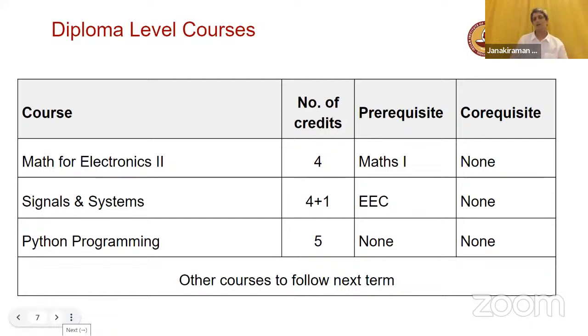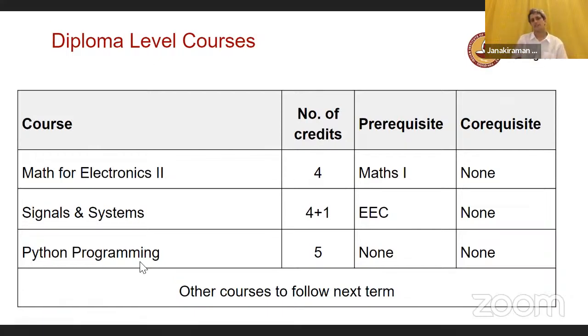Diploma level courses: Math for Electronics 2. Again, mathematics is a very fundamental part of electronic systems. Signals and systems, I would say, is the building block of electronics and communication. Without signals and systems, you can neither do electronics nor can you do communication. And of course, the prerequisite is electric and electronic circuits, because you get used to certain ideas there, which will help you understand these complex ideas that are going to be introduced in signals and systems.